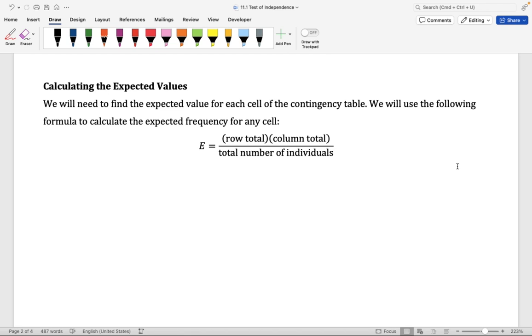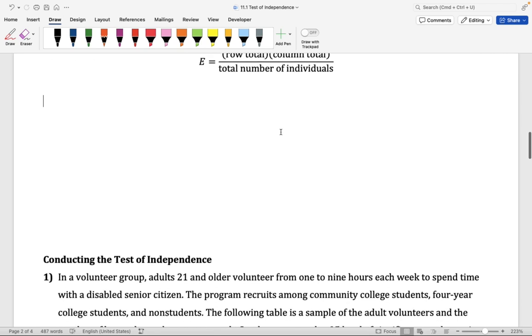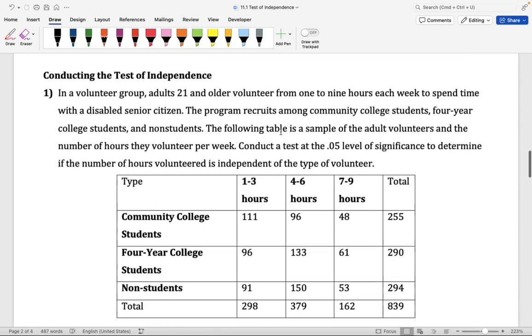With that in mind, we can come up with the formula for the expected value. The expected value formula is as follows. You're going to take the row total times the column total, and then you're going to divide by the total number of individuals in your sample. Okay? Now, before I go into details about how we found this formula, let me show you how you would use it. Okay? So I'm going to fast forward to the example we have here below.